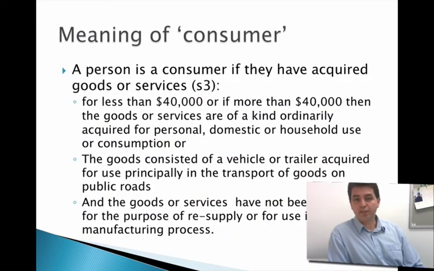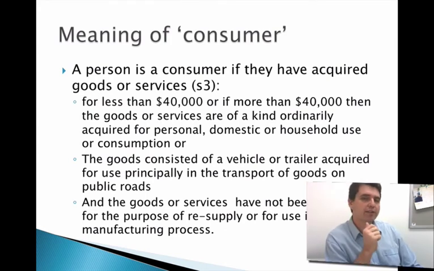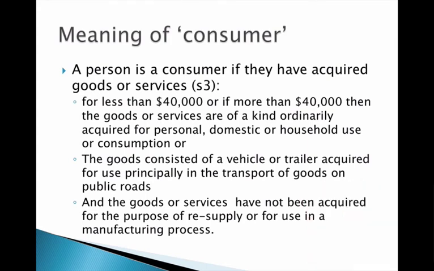Now, because it's the Australian consumer law, we've got to work out what is a consumer. And here we find that it's defined within the Act, within Section 3 of the Act. Let's have a read of what it actually says. It says a person is a consumer if they've acquired goods or services for less than $40,000. So anything less than $40,000 is a consumer transaction. Or if it's more than $40,000, then the goods or services are of a kind ordinarily acquired for a personal, domestic or household use or consumption.